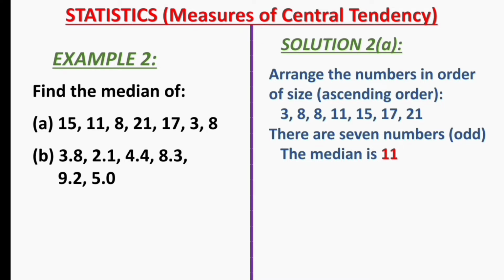That means we are going to have only one number at the middle of the data set. That means the median here is 11. I hope this solution is clear to you.